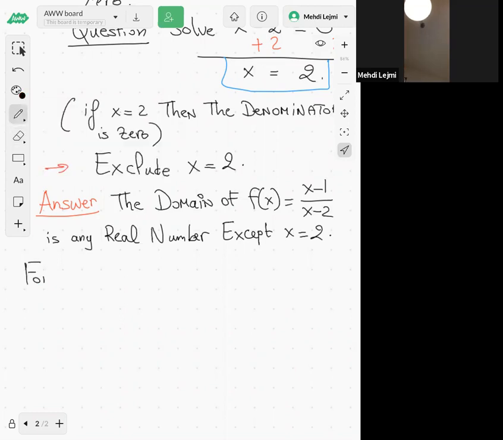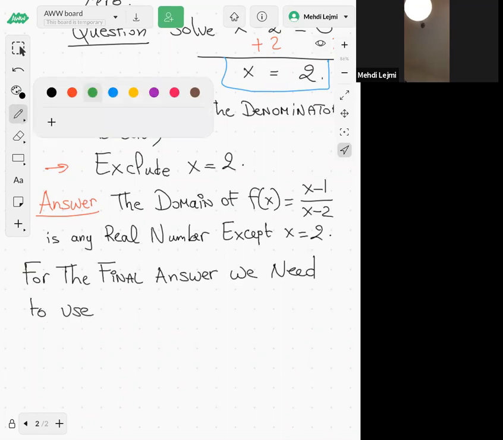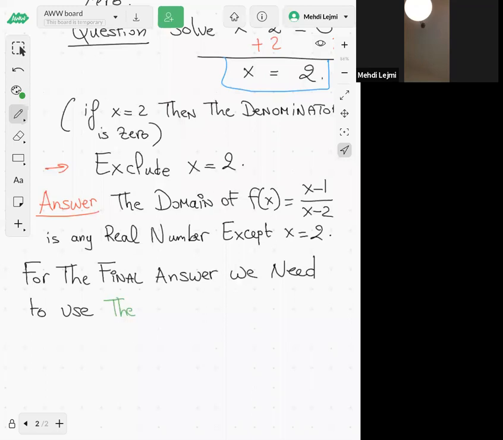So for the final answer, we need to use the interval notation. So in the homework, guys, or in the test, or in the final, for sure, you're going to have probably problems about the domain and the range. I guess in the first test, the second question is going to be about the domain and range of functions. So your final answer should be in the interval notation. So I'm going to explain now, of course, what I mean by the interval notation. So what's the interval notation?